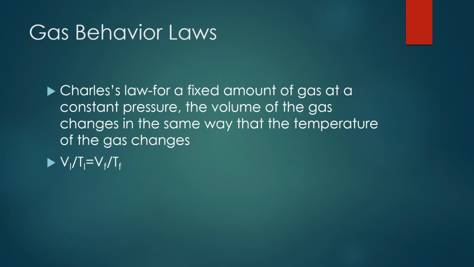All right, and our last law is Charles's law. So this says for a fixed amount of gas at a constant pressure, the volume of the gas changes in the same way that the temperature of the gas changes. So again, let's break this down. First off, the fixed amount of gas. We still have the same amount of particles no matter what. It states at a constant pressure. So this time the pressure isn't changing throughout. And it's saying that the volume of the gas is changing in the same way that the temperature does.